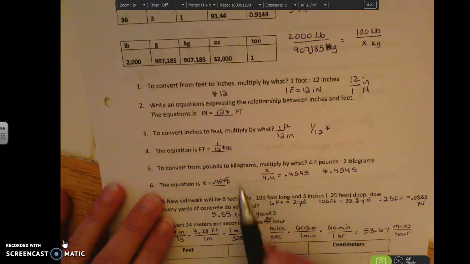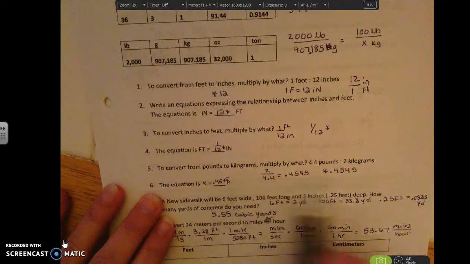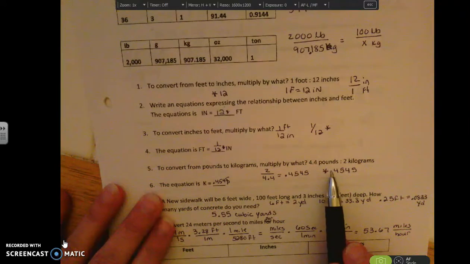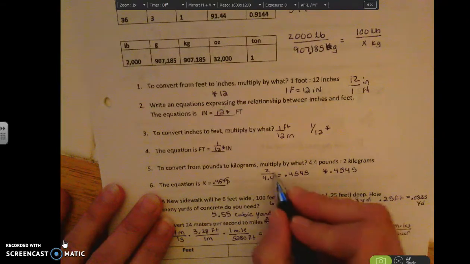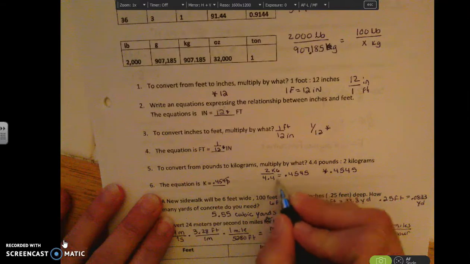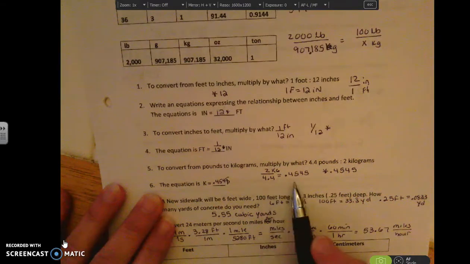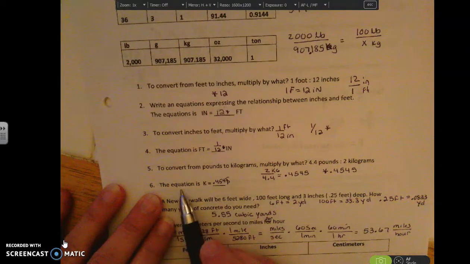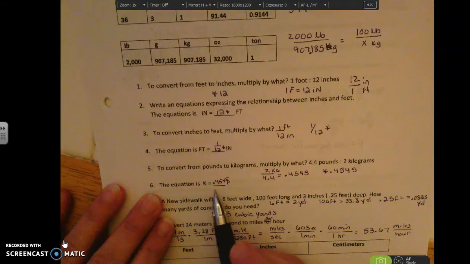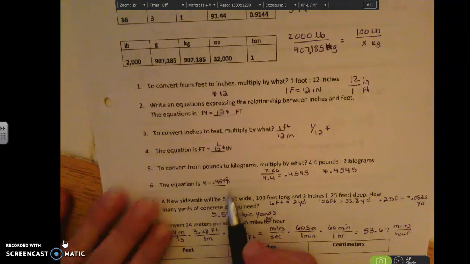So here's another one, to convert from pounds to kilograms. So I know that 2 kilograms is 4.4 pounds. So remember, we're trying to get kilograms. So we're going to put kilograms on top and pounds on the bottom. And I end up with a decimal 0.4545. So that's what I would have to multiply by. So my equation would be kilograms equals 0.4545 times pounds.